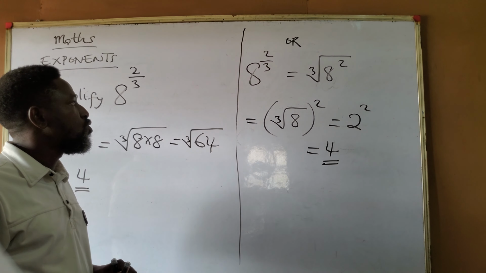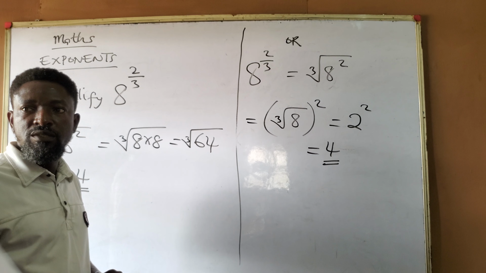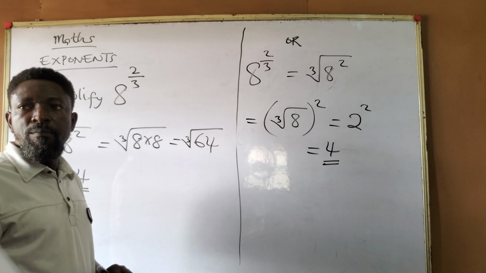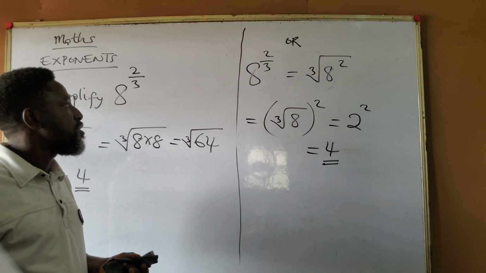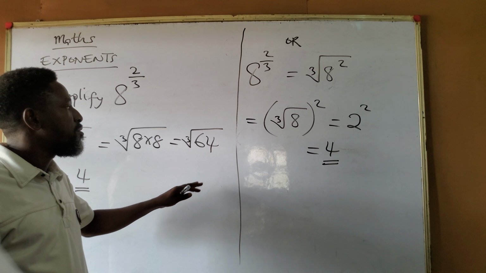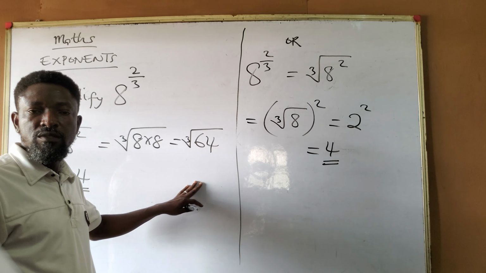So that's the sixth rule of exponents. In part 1 of this video, we talked about the first 3 rules, and now we've talked about another 3 rules of exponents.